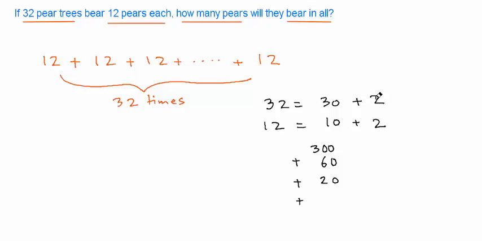plus 2 times 2 is 4. So the answer is 300, 60 plus 20 is 80, you have 384. So the trees would bear 384 pears in all.